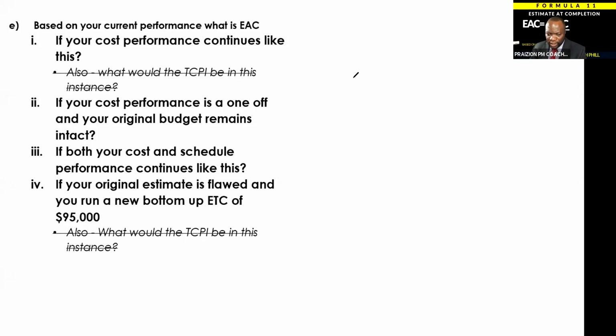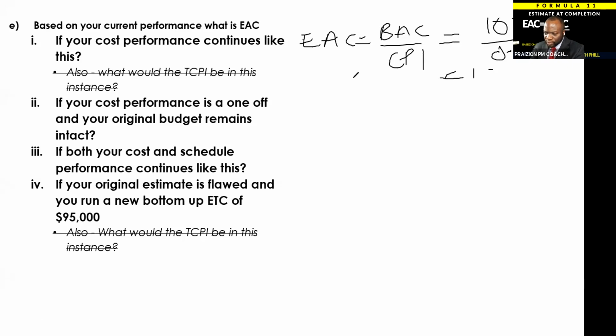So we're done with E1. Okay, we're leaving out the TCPI dialog for now. If your cost performance continues like that, EAC equals BAC divided by CPI. That is going to be equal to 100 divided by 0.75, and that gave us $133.33K. Don't forget the dollar sign.